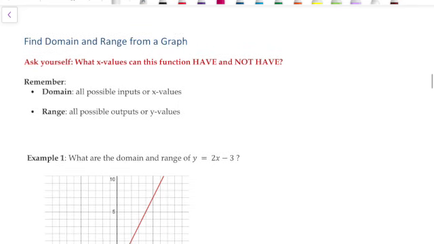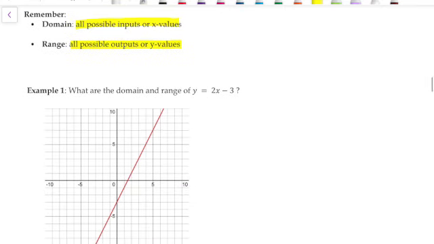All right, so let's find domain and range from a graph. So remember to ask yourself, what x values can this function have and not have? Okay, so remember the domain is all possible inputs or x values, and the range is all possible outputs or y values. All right, so when you see one of these graphs that I have printed from Desmos, you assume there are arrows at the ends. Okay, it just doesn't put them, but they're there. They go forever.